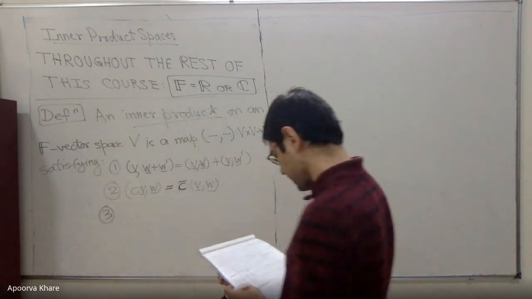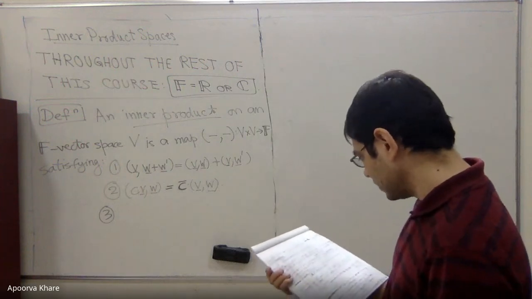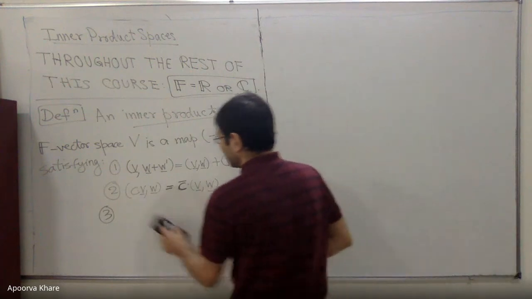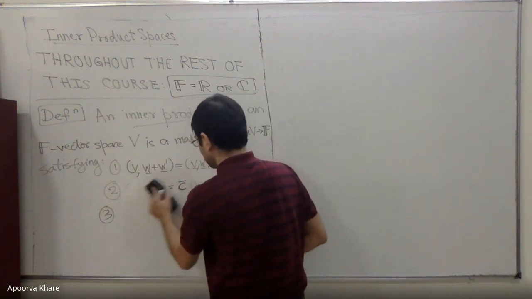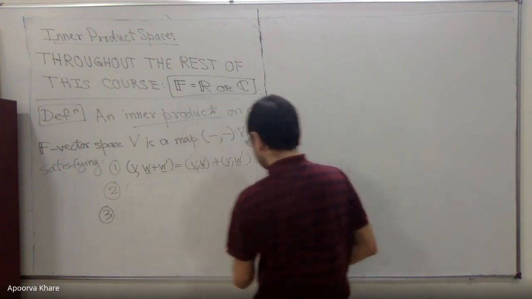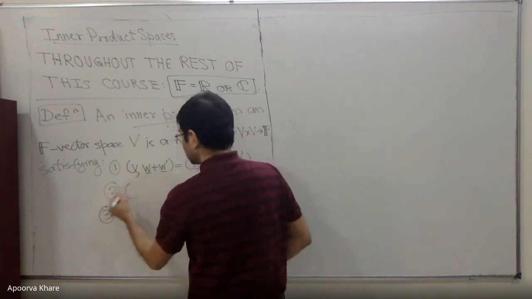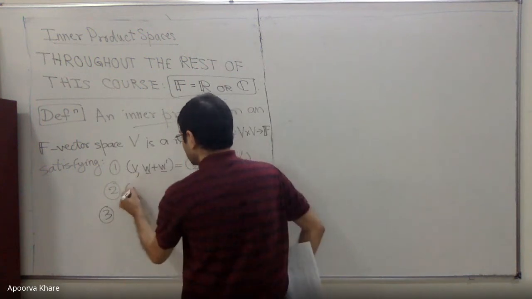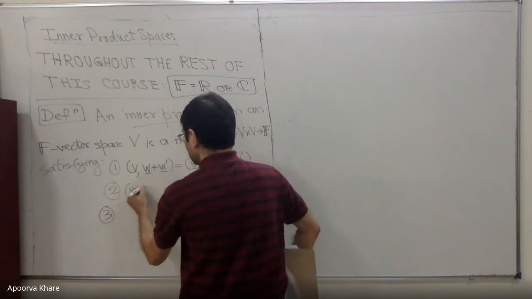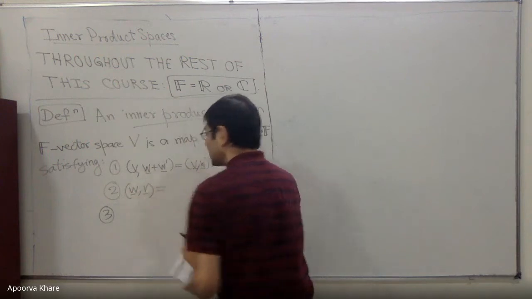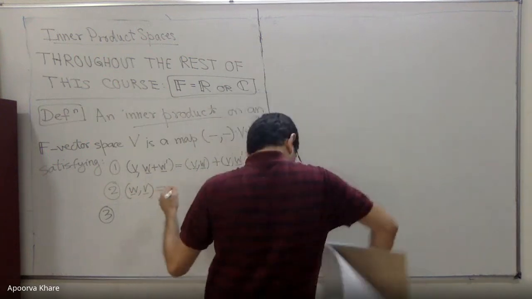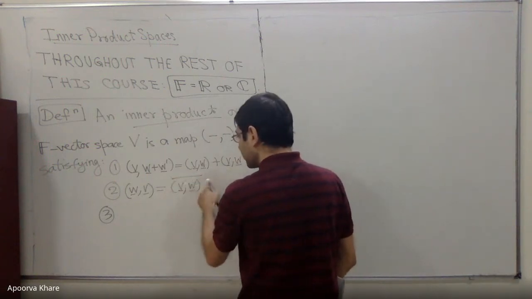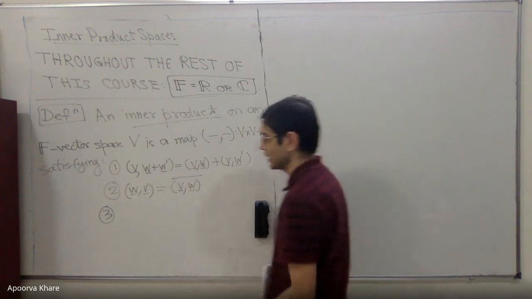The next property is the swapping. I wrote down the properties as opposed to definitions. If I want to swap W and V, is (V, W) equal to (W, V)? And the answer is no. This is equal to (V, W), and then you take the conjugate. This is the property from which we will derive the next thing.